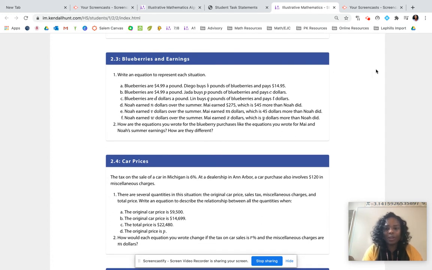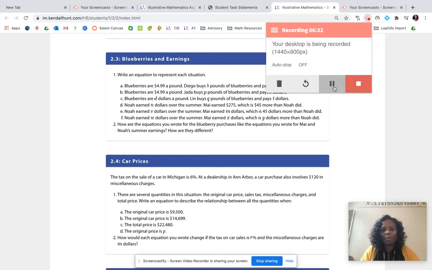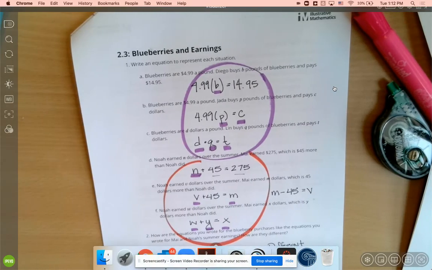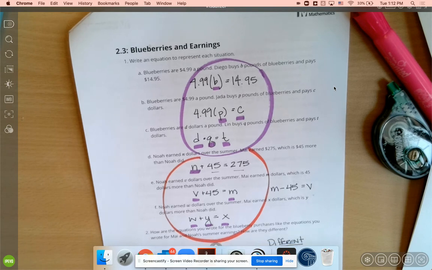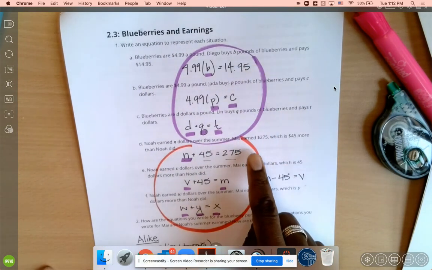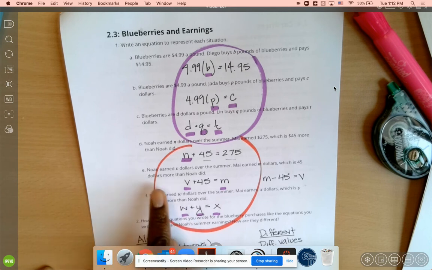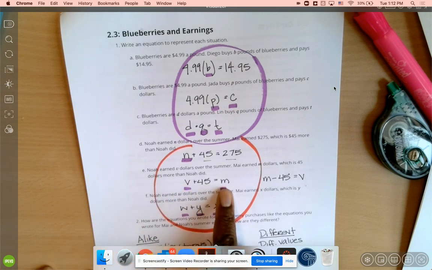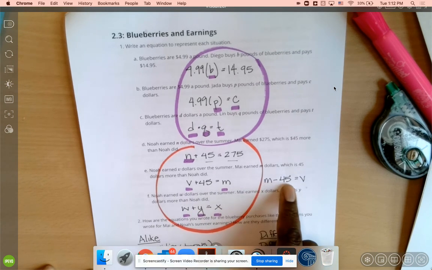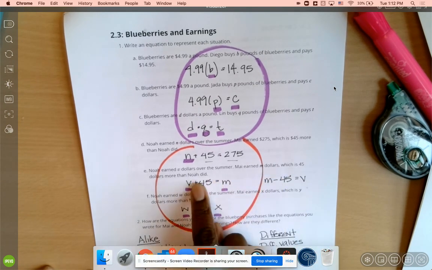I'm going to ask you to pause again, take a minute to read through the problem, record your answers, and then come back and check your work. Welcome back. Okay, so for 2.3, first you're asked to just write equations for each situation. You may have gotten a variation of something that I got. For example, for E, I said V plus 45 equals M. You may have gotten M minus 45 equals V. Those two are equivalent, so they express the same relationship.